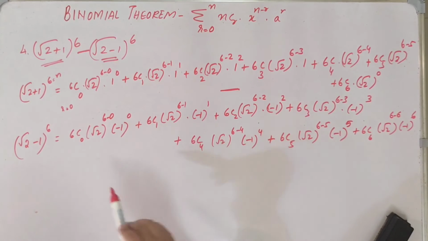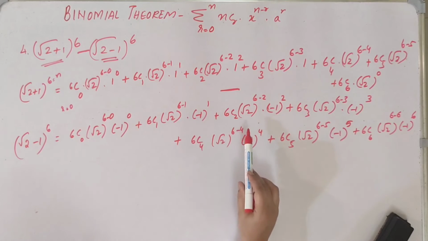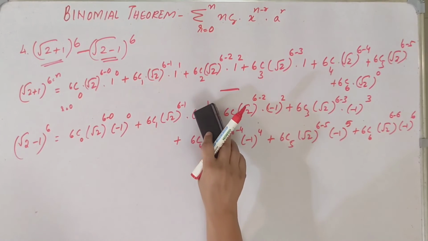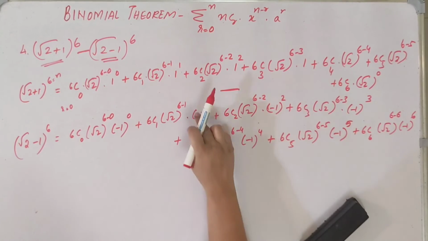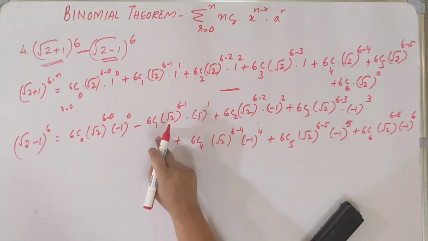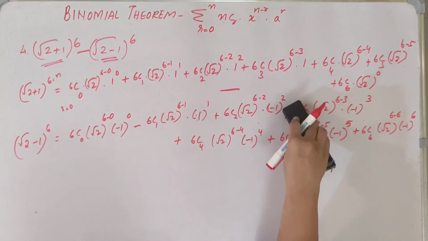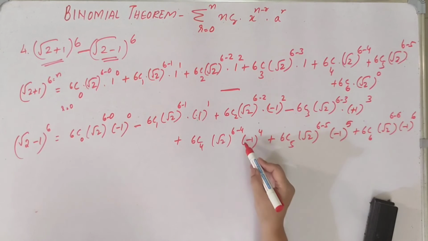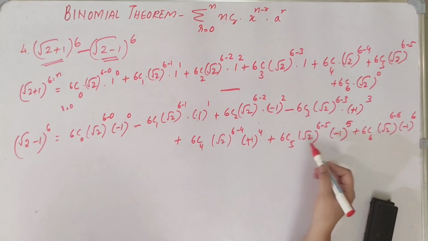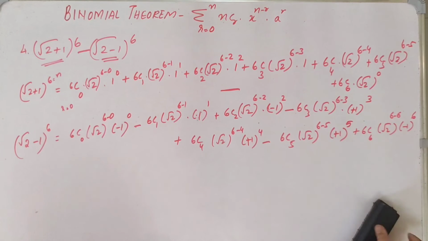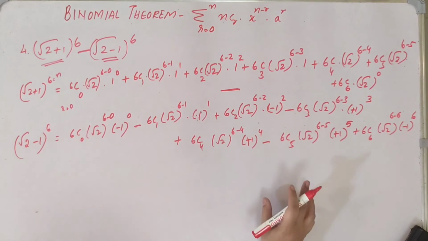Remember my tip, what I said. Every alternate term is going to be negative when there is a negative second term. So I don't want to think much. I'm just going to put this as 1 and I'm going to put this as minus. Plus, minus, plus. So this is going to be minus. This is plus. This is going to be plus. This is going to be minus. And this is going to be plus. So this is one tip.